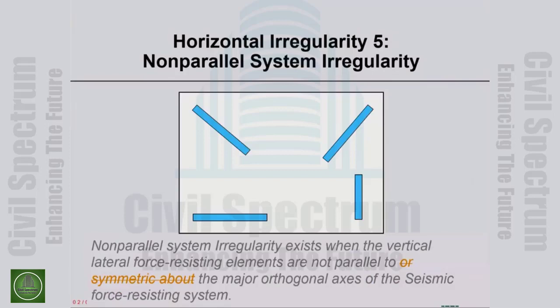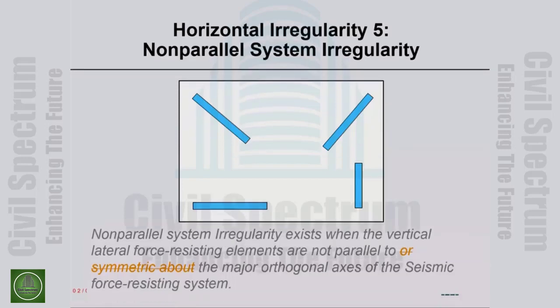It used to say "or symmetrical about," and that was deleted in ASCE 7-10, which is the main reason I went with ASCE 7-10. This is very important. "Or symmetrical about" didn't make any sense whatsoever. You still have it in BNBC. I consider it deleted, it doesn't make any sense. Non-parallel system irregularity exists when the vertical lateral force resisting elements are not parallel to the orthogonal axis.